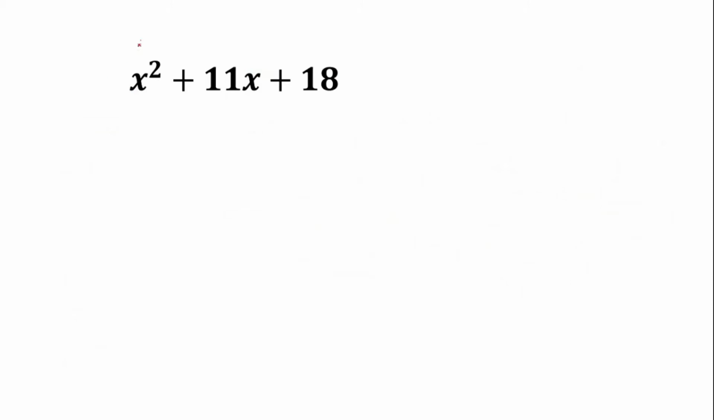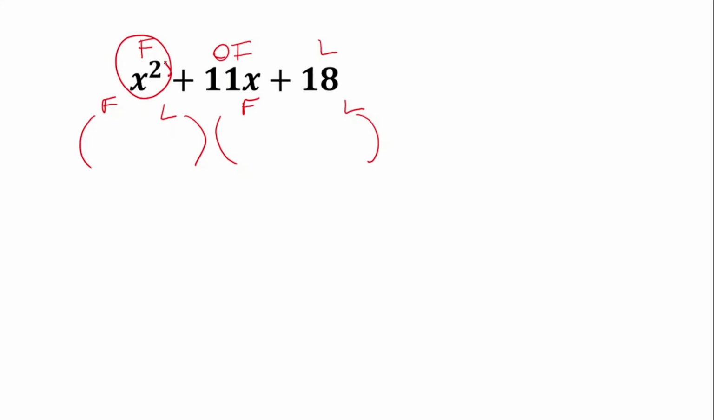Let's do another one. Again, we're thinking about FOIL and where all the parts come from. I'll look at my first term to figure out my first terms in the parentheses, and the last term to figure out the last parts. The first term is x squared, and that one's easy: x times x gives us x squared. The next part is 18. I'm thinking 6 times 3, 9 times 2. Let's try 6 and 3 first.